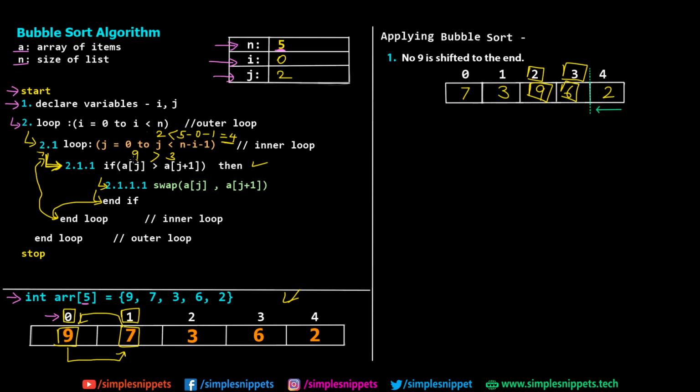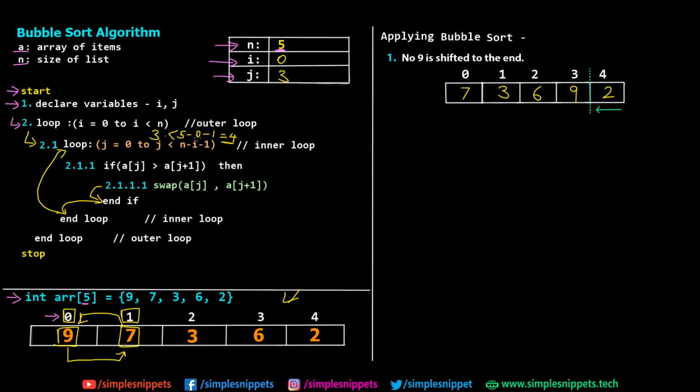So now again this comparison is happening. Is 9 greater than 6? So 9 is greater than 6, obviously true. So again we will go inside and perform swapping. So now 9 will come over here and 6 will come over here. So let's make that change. After this swapping we will come to the end of the if, to the end of the inner loop, and again go to the start of the inner loop. Now the j value will become 3. Let's update that over here.